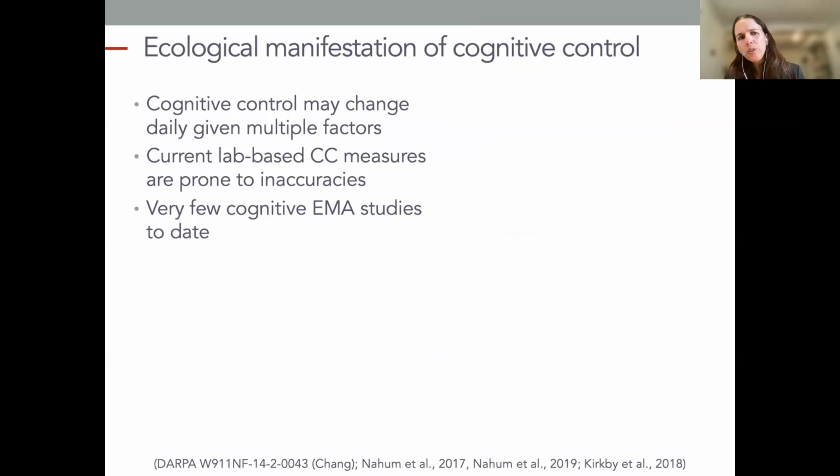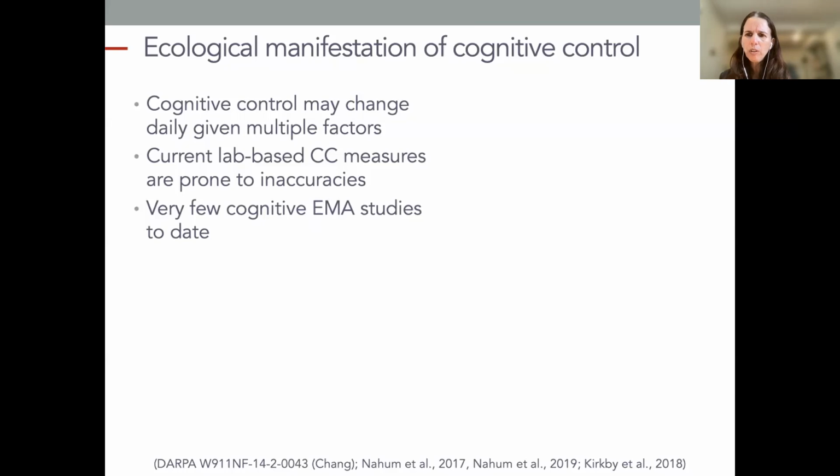But really, we also know that cognitive control may change daily given multiple factors. And current lab-based cognitive control measures are prone to multiple inaccuracies. It's a very common concept that participants, for example, with ADHD would report many deficits in cognitive control in their daily life, but when they come into the lab and do a one-time task, they can excel in it. And the question is, how do we grasp these cognitive control abnormalities?